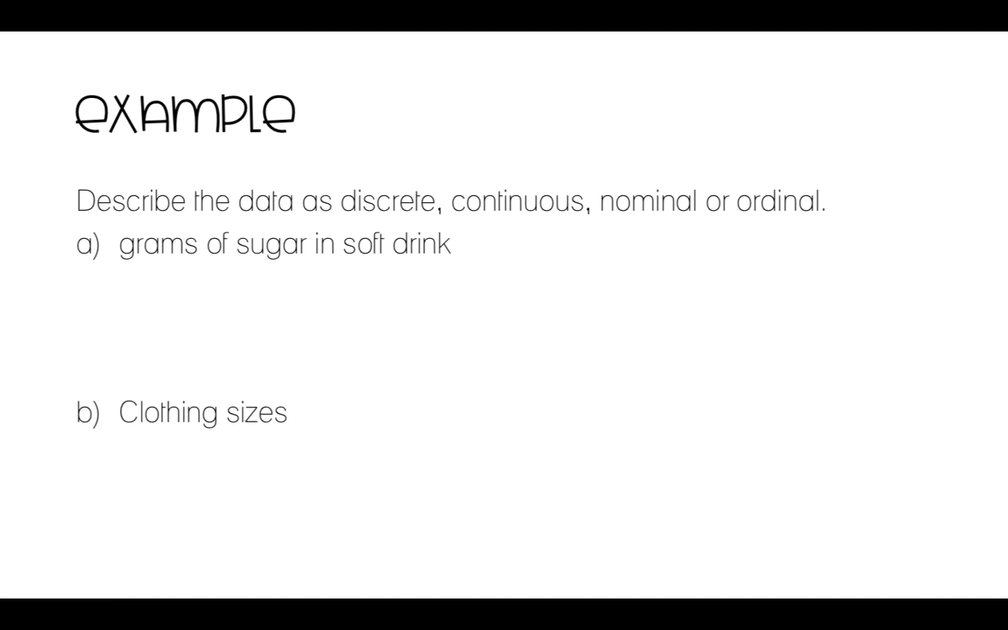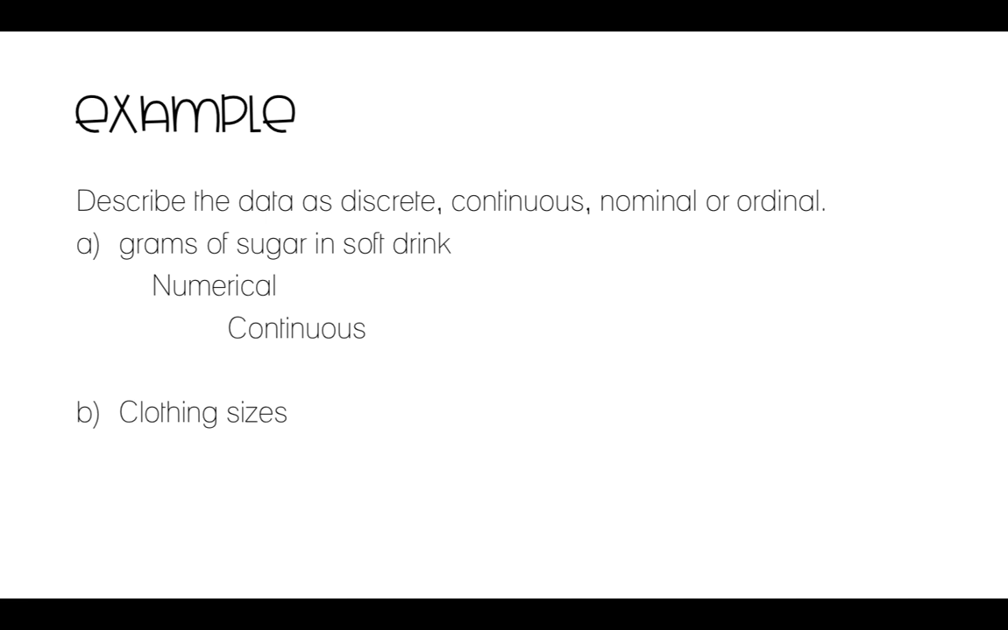So let's describe the data as either discrete, continuous, nominal, or ordinal. So grams of sugar in a soft drink. Well, grams of sugar would be measured in a numerical value. So it would either be discrete or continuous. Now, we could have 16.2 grams of sugar, 13.8 grams of sugar, and because of that we call it continuous. So it's numerical, continuous. Now your answer should just be continuous. That's what we're looking for.